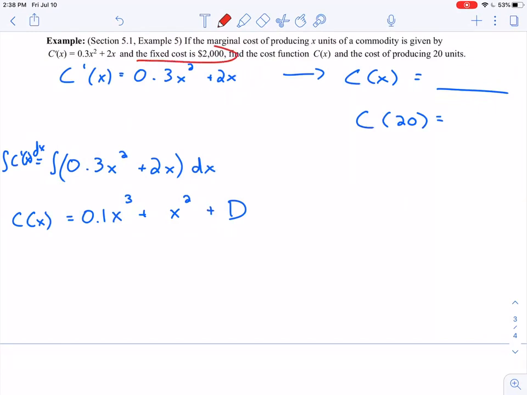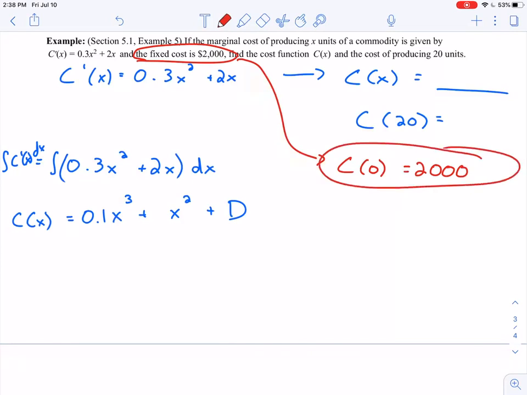It says particularly right here, the fixed cost is $2,000. So when I say the fixed cost is $2,000, really another way for me to say that is no matter what, I have to pay a cost of $2,000. In particular, I have to pay a cost if I manufacture 0 units. That will still be $2,000. So whenever you see something about fixed cost, that's really what this is trying to say. It's trying to say C of 0 equals 2,000. No matter how many units I produce, including 0, I have to pay at least $2,000 in costs.